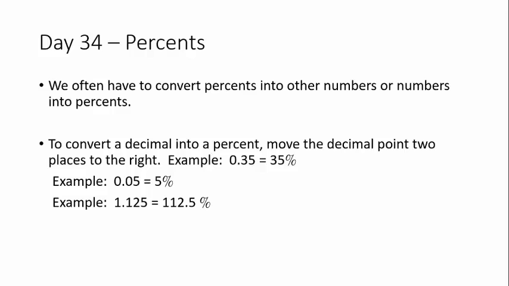First, to convert a decimal into a percent, we move the decimal point 2 places to the right. For example, 35 hundredths is equal to 35%. 5 hundredths, that's 0.05, is 5%. Notice how the decimal has moved 2 places in each of these examples. And finally, our last example on this page, 1 and 125 thousandths is 112 and 5/10%. So again, when we convert a decimal number into a percent, we move the decimal 2 places to the right.